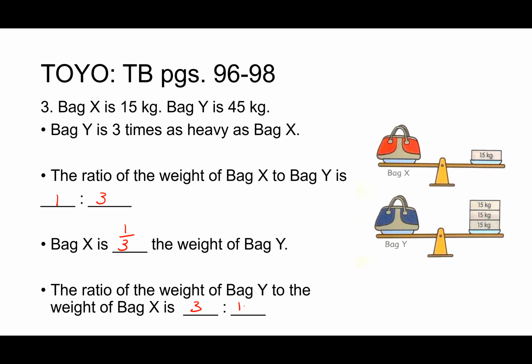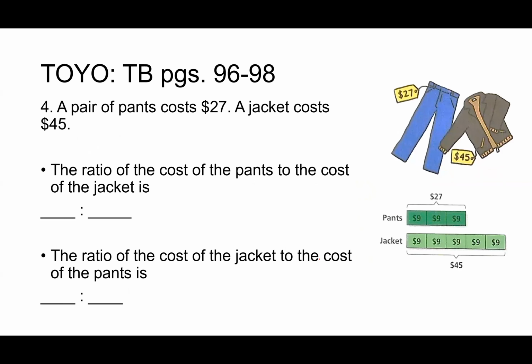We're all caught up on notes, folks? Great. Okay. A pair of pants costs $27. A jacket costs $45. The ratio of the cost of the pants to the cost of the jacket. Good job. You could have started off with 27 to 45. That would be fine. But then you need to simplify it to 3 to 5. That's correct. Good job. The ratio of the cost of the jacket to the cost of the pants. Good. All right. Nice job.